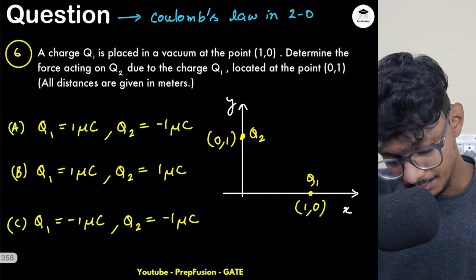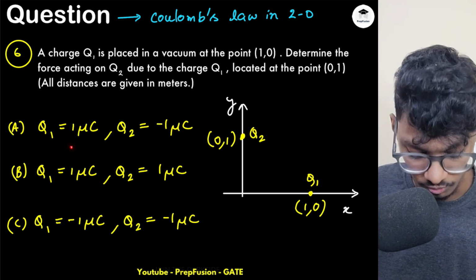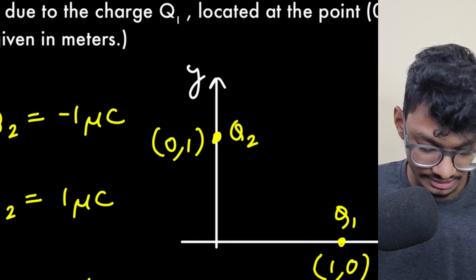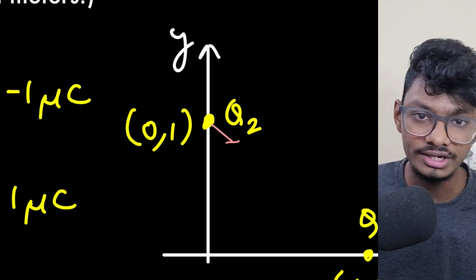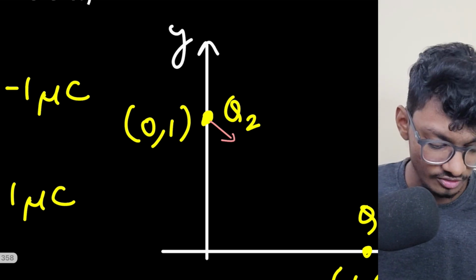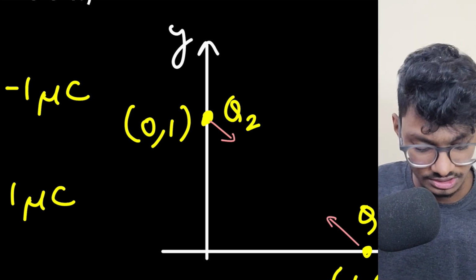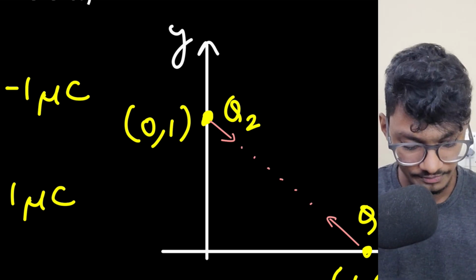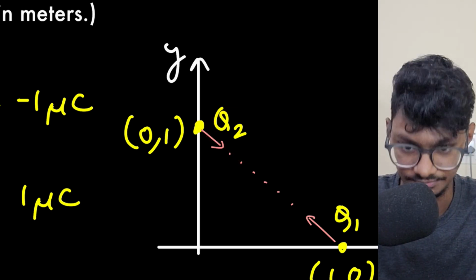Basically, if I observe, both are of plus signs. If one is plus and one is minus, obviously they will attract each other, right? They will attract each other. So the q2 force will be something like this. You have to use your intuition, no need to remember things. Obviously, if you remember, then it's fine, but why do that if you can understand. So the direction will be something like this. The force experienced by q2 will be in this direction.